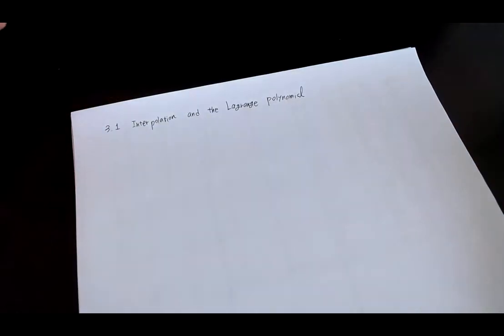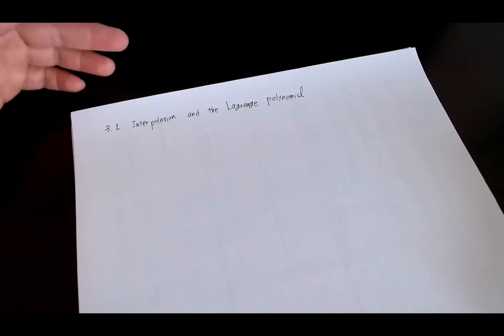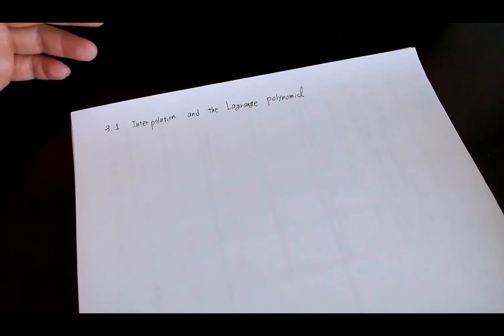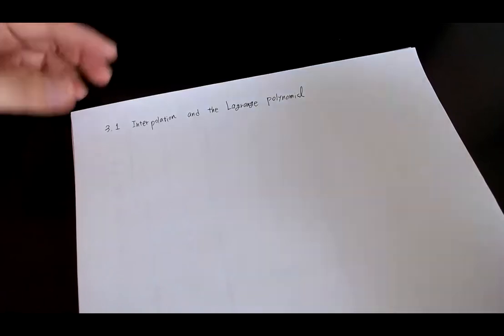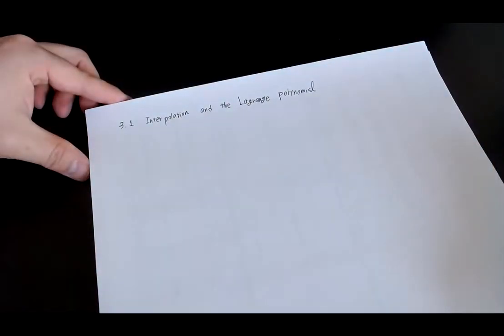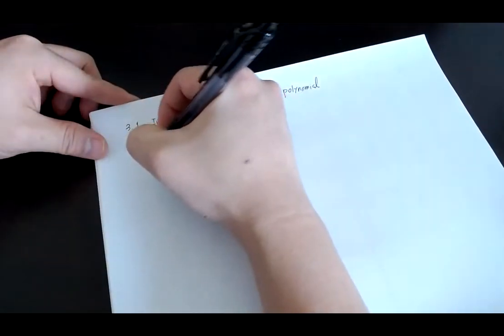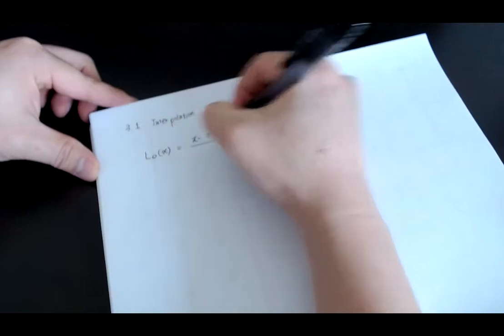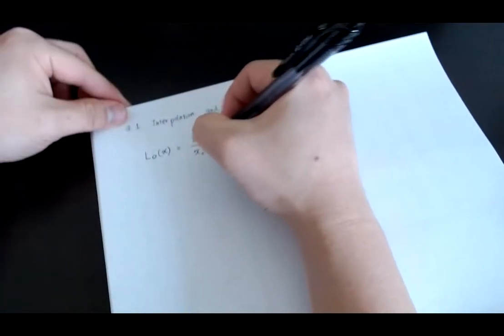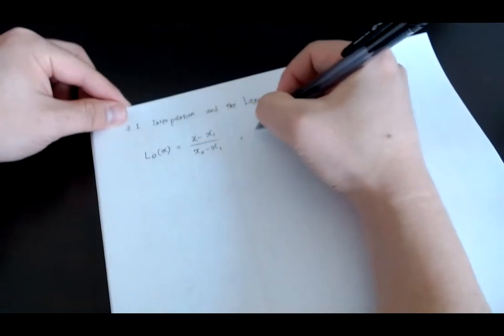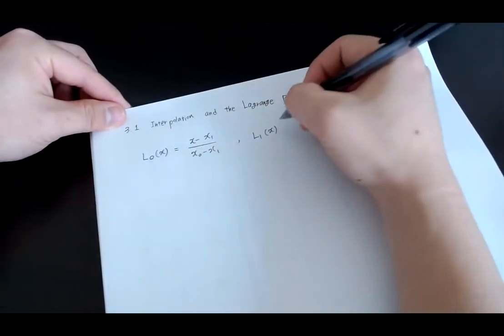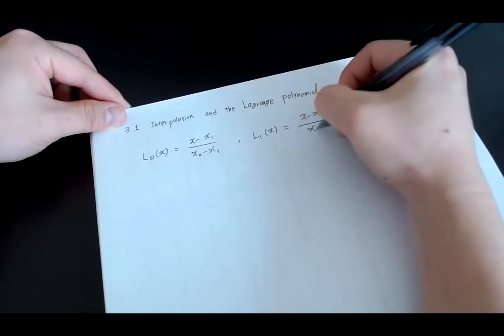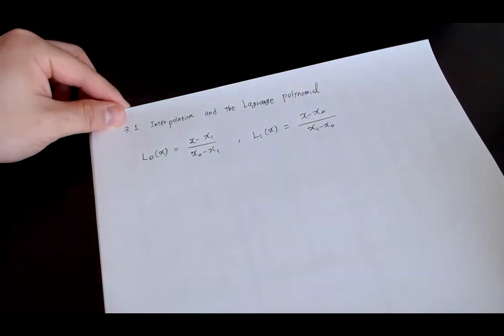I'm going to visualize what the Lagrange polynomial is. The first one, let's define the function L0 of x as x minus x1 over x0 minus x1. And then L1 of x is x minus x naught over x1 minus x naught. Out of the blue, what are x naught and x1?